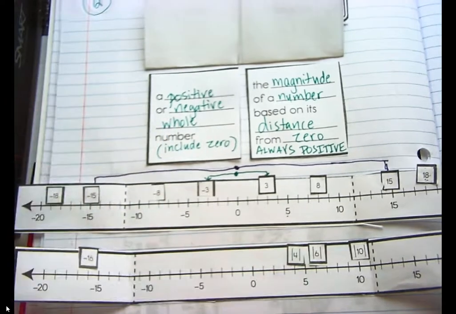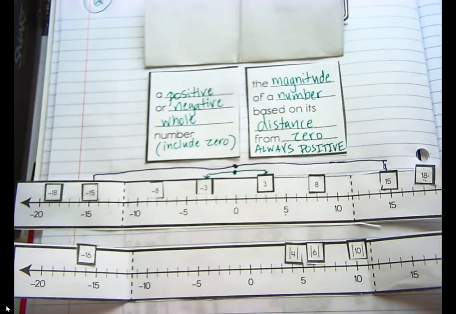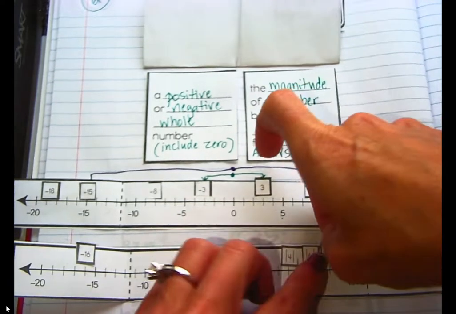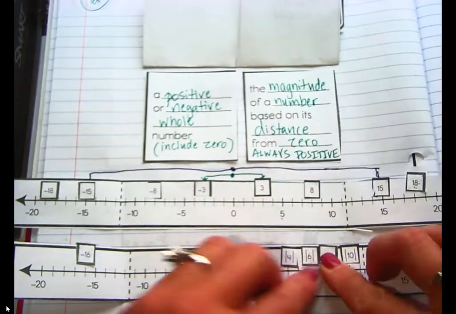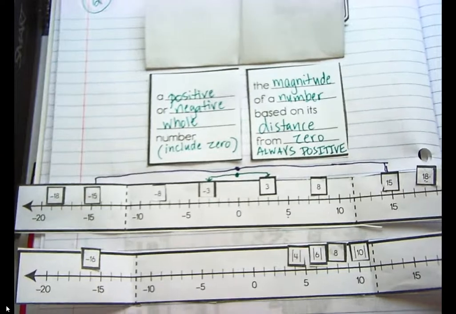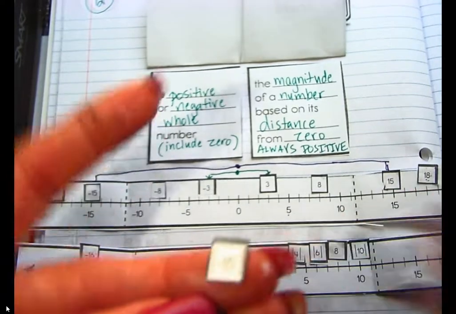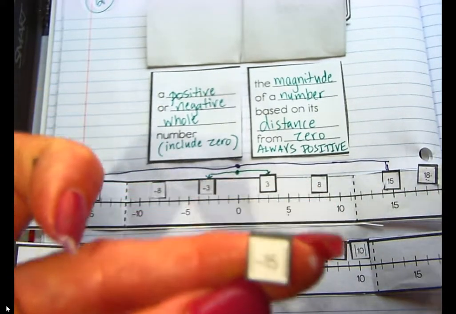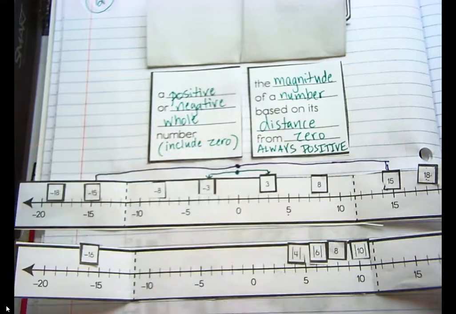Okay. And then we have 2 more. We have positive 8. Positive 8 we're going to put above positive 8. Like so. And then the absolute value of negative 15. Where will that go? Positive 15. Good.